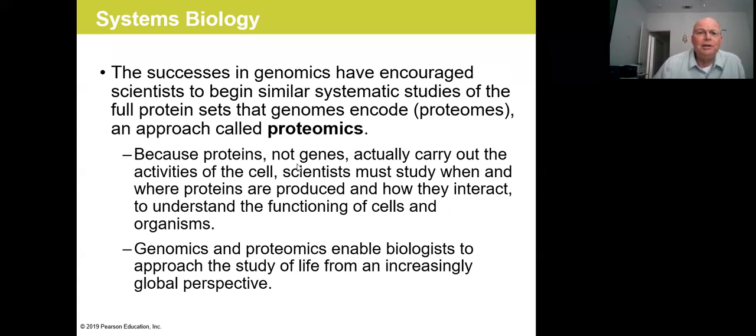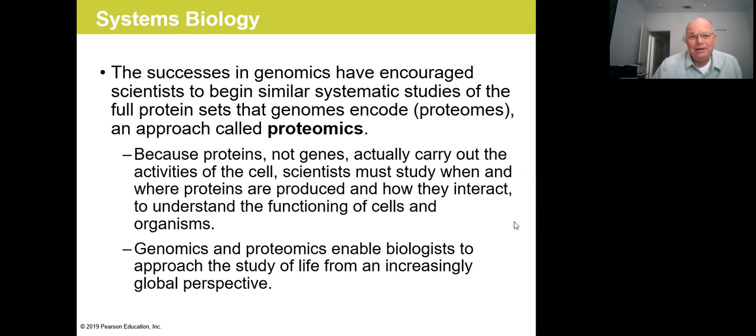Then we have this idea of proteomics, where rather than focusing on the genome, we focus on the proteome. So the genome is the set of genes that an organism possesses. The proteome is the set of proteins that are the product of those genes. So genomics looks at the action of all of those genes working together. Proteomics looks at the function of all of those proteins working together. So this is big data analysis again.